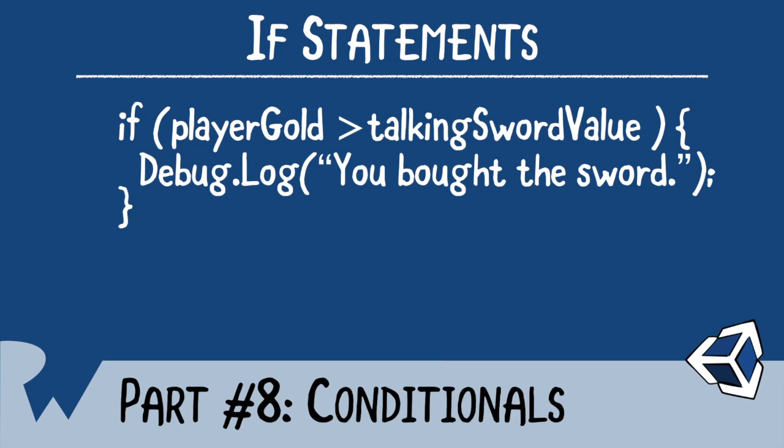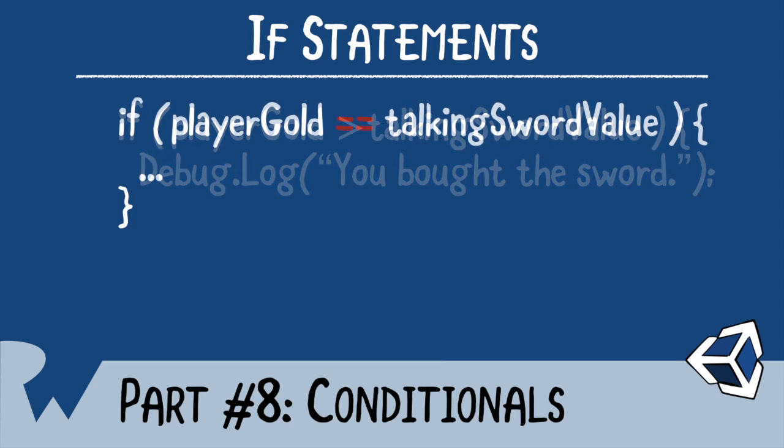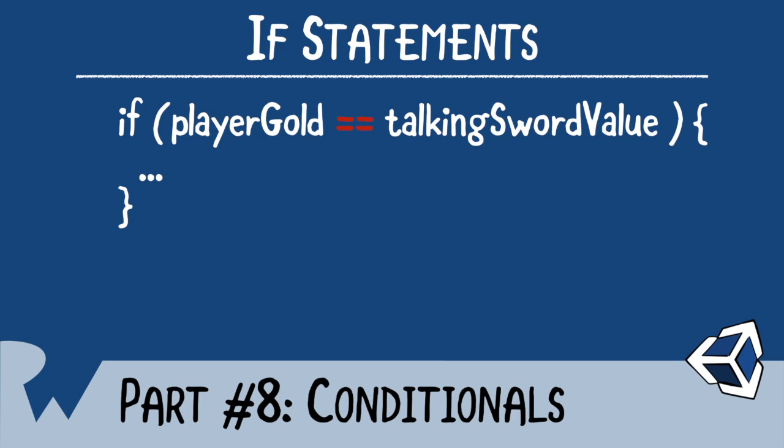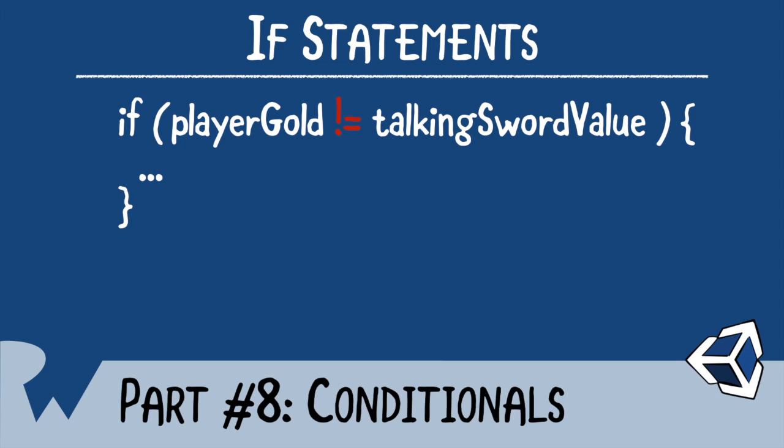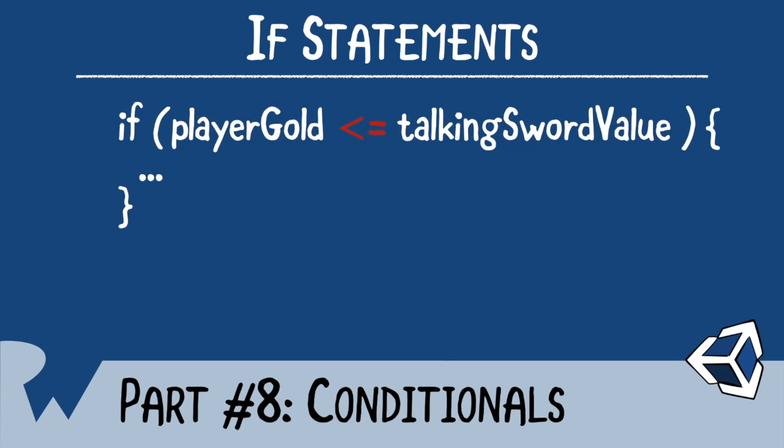You check if values are the same with the equals equals operator, or you can check if they are different with the exclamation point equals operator. You could also check to see if the player gold is greater than or equal, just as you could check for less than or equal.